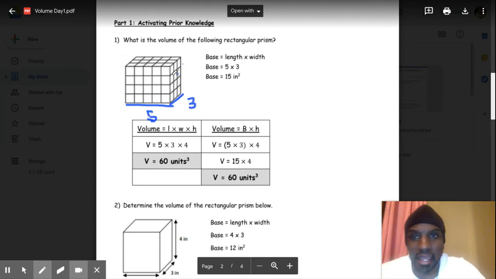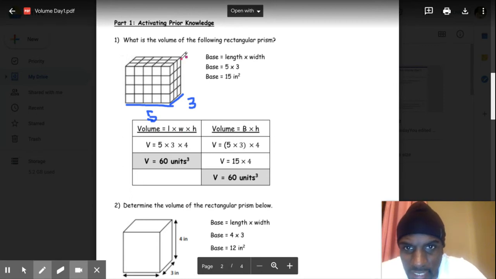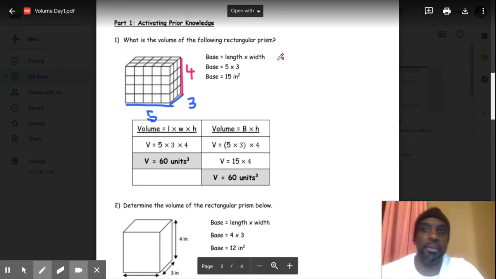Okay. So the base is 5 times 3, or the length is 5 and the width is 3. Well, what is the height? Well, Mr. Hunt, let's look at this. The height looks like it's slightly different. And I see 1, 2, 3, 4 cubes or 4 units. There we go. So 5 times 3 times 4, 5 times 3 is 15. 15 times 4 is 60. So the volume is 60. You do not know the units. The units are units cubed there.